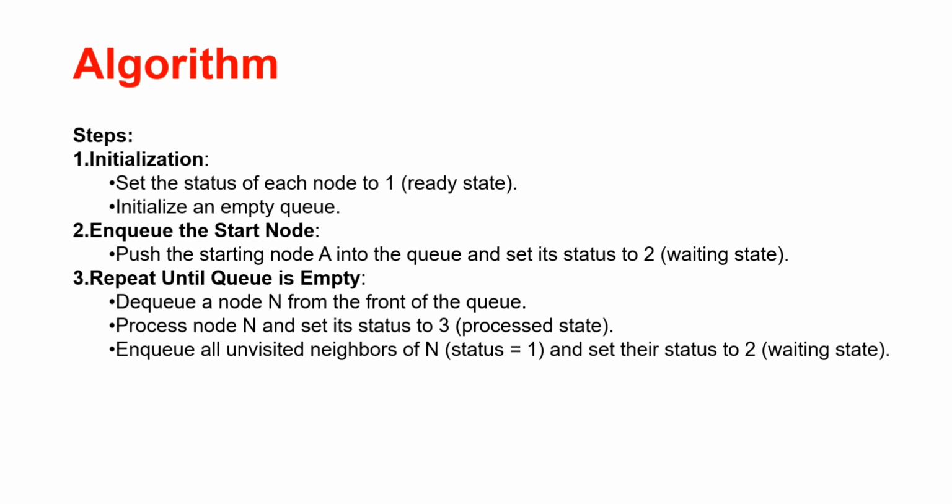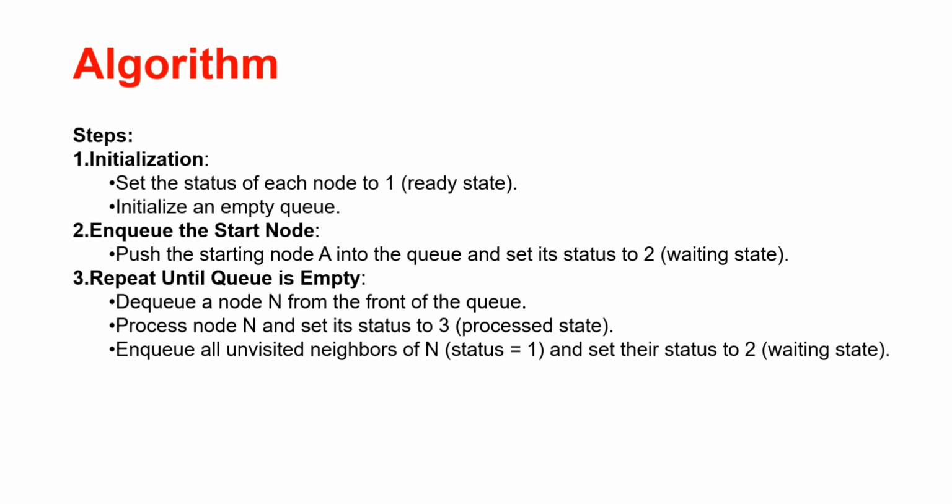Dequeue a node N from the front of the queue. Process node N and set its status to 3, the processed state. Enqueue all the unvisited neighbors of N whose status is equal to 1, and set their status to 2, the waiting state. This is the algorithm for BFS.